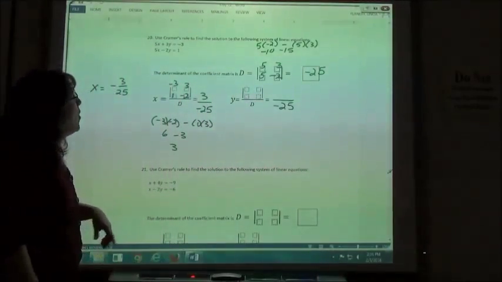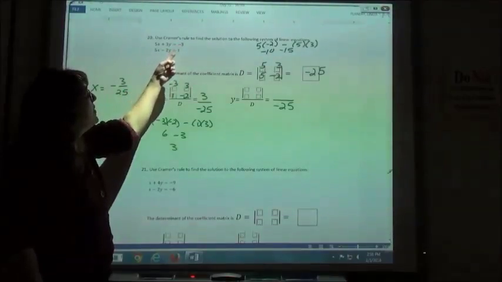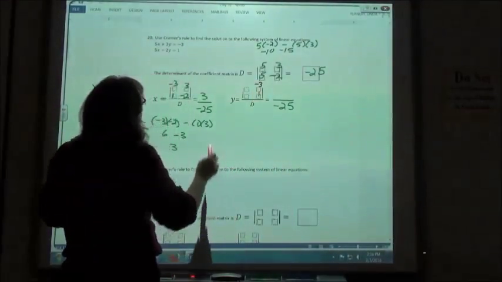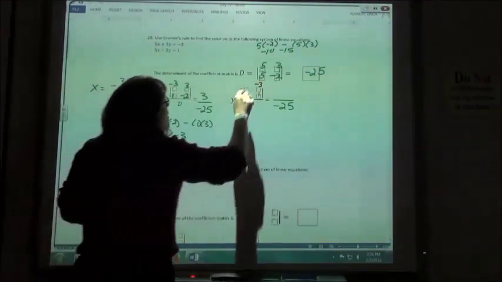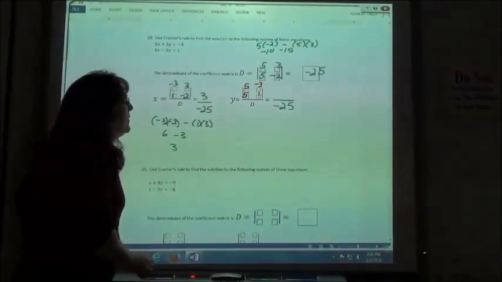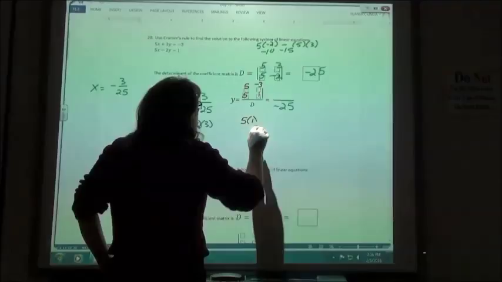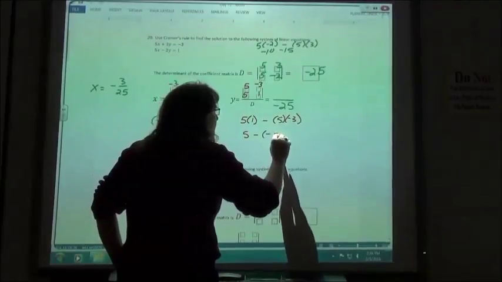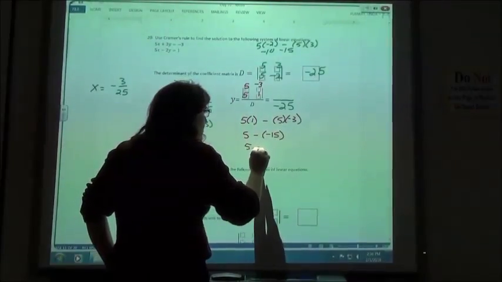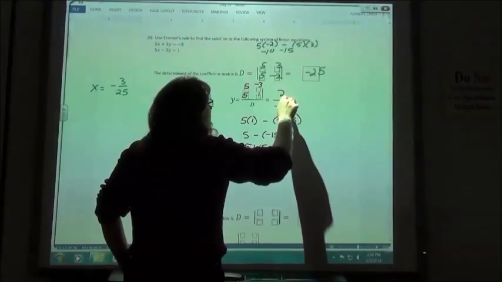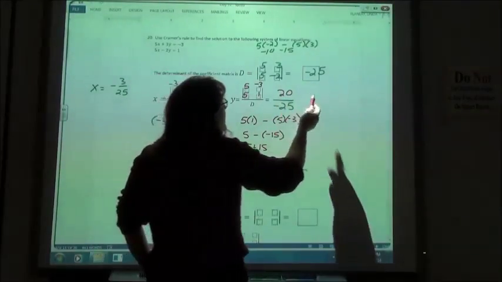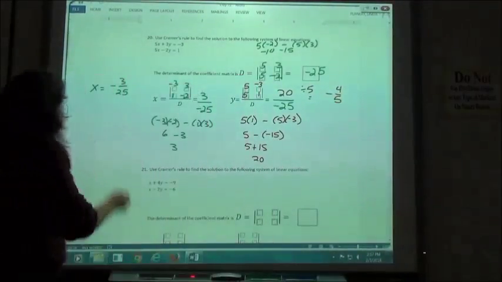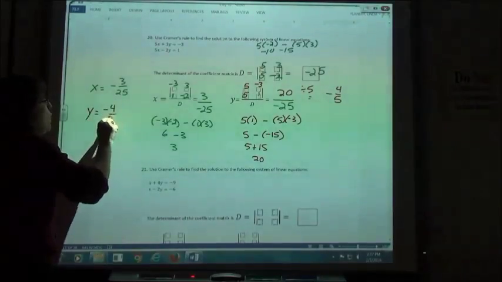Doing my y's. On my y1, I take my n numbers, the negative 3 and the 1, and put them in the y column. So the negative 3 and the 1 are over here. The x's stay as they originally were, so a 5 and a 5. My cross products: 5 times 1 minus 5 times negative 3. So 5 minus negative 15 gives me 5 plus 15, which is 20. I have 20 over negative 25, which I can simplify by dividing by 5, so negative 4/5. So y is going to end up being negative 4/5.